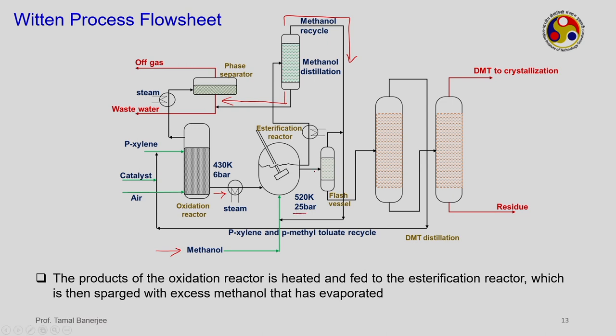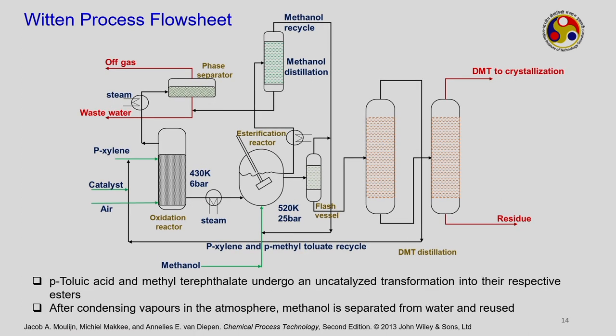Then it goes to the flash vessel, and in the flash vessel what you do is take out any remaining methanol and send it to the recycle feed. So, as I told you, both the paratoluic acid and methyl terephthalate convert into the respective esters: paratoluic acid to paramethyl toluate, and methyl terephthalate to dimethyl terephthalate. It will undergo an uncatalyzed reaction, so you do not require a catalyst in this particular esterification reactor, into their respective esters. After condensing vapors, methanol is separated from water and reused.